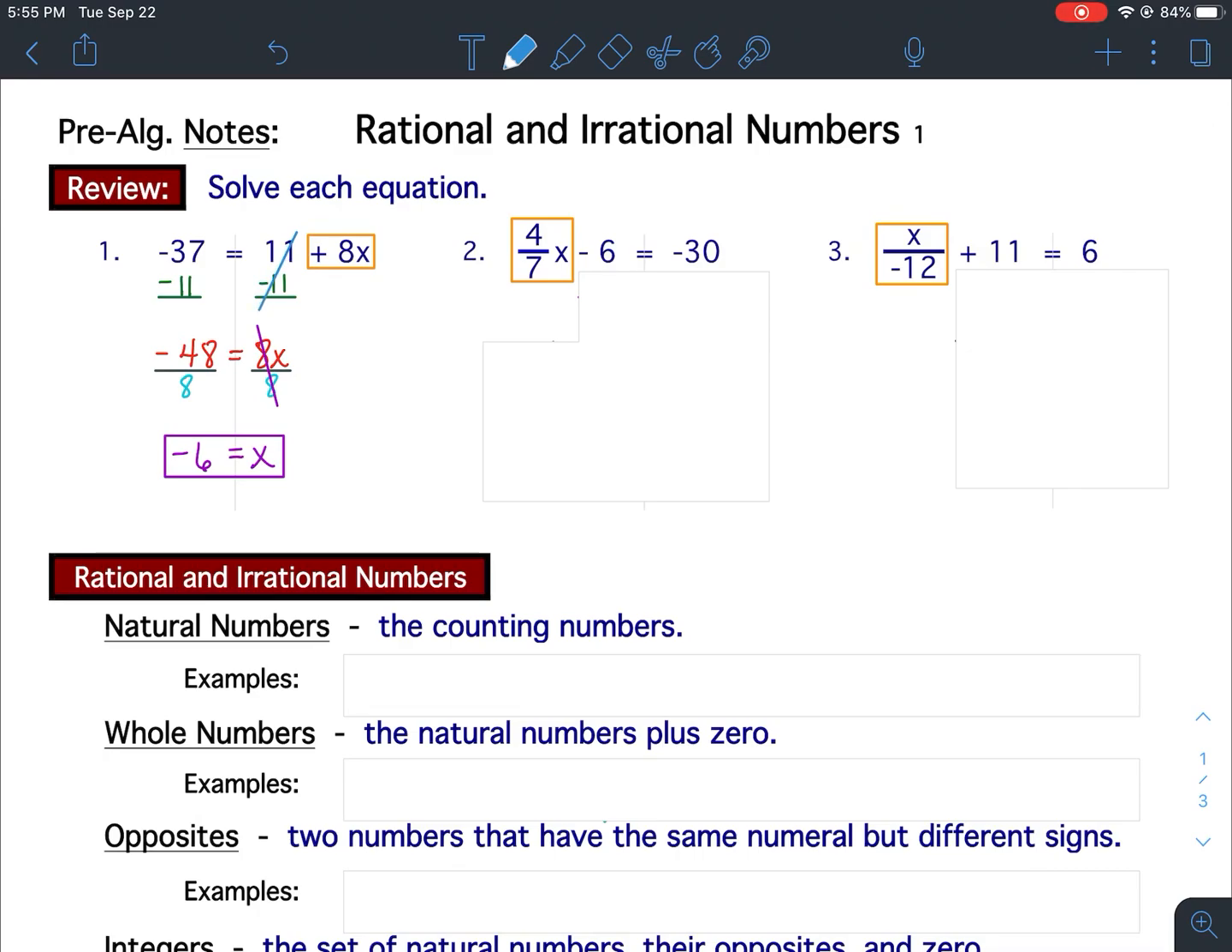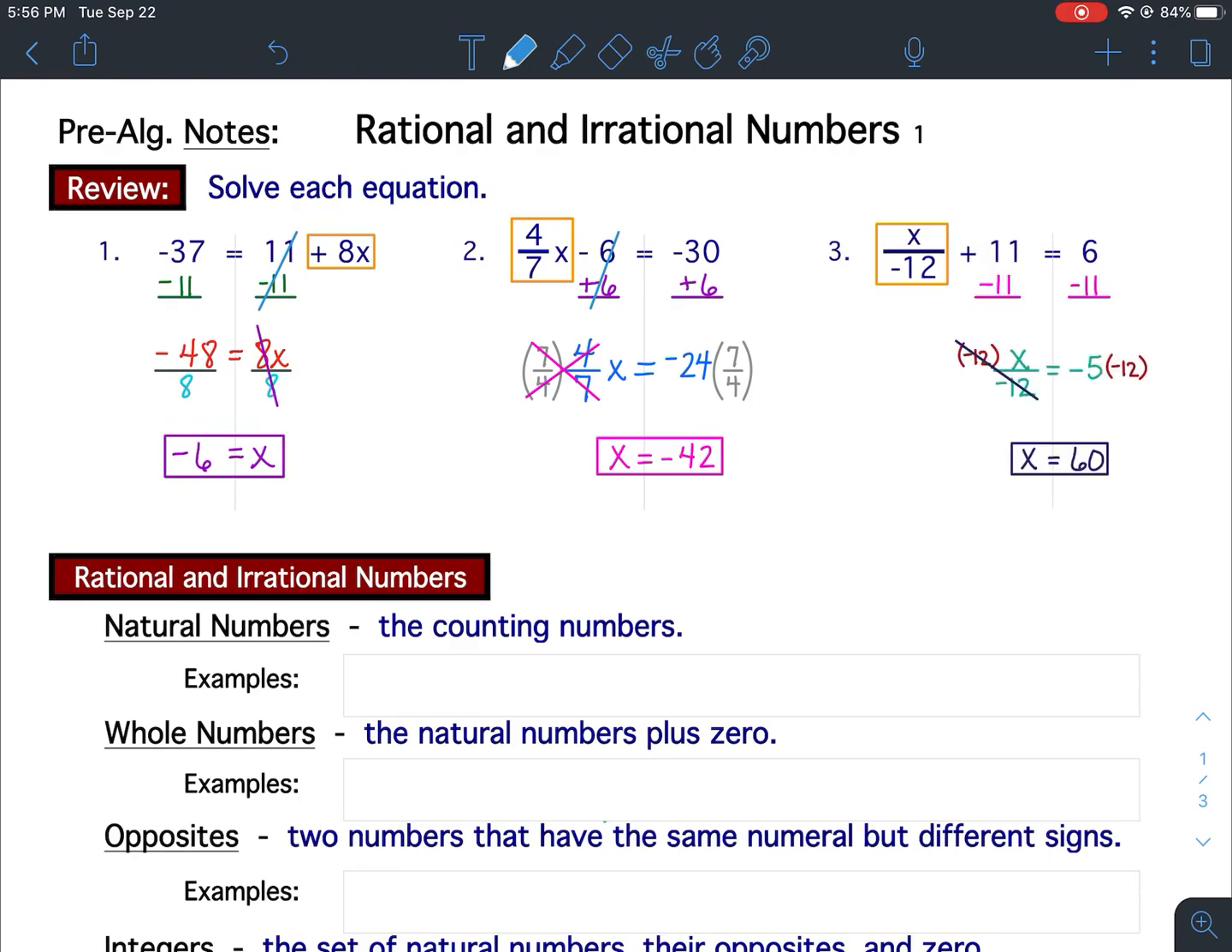Number 2, the number outside of the box is negative 6, so you should have added 6 to both sides, then multiplied by the reciprocal 7/4 to get x equals negative 42. For number 3, you have a positive 11. To get rid of positive 11, the inverse operation would be negative 11, so subtract 11 from both sides, then multiply both sides by negative 12 to get x equals 60.